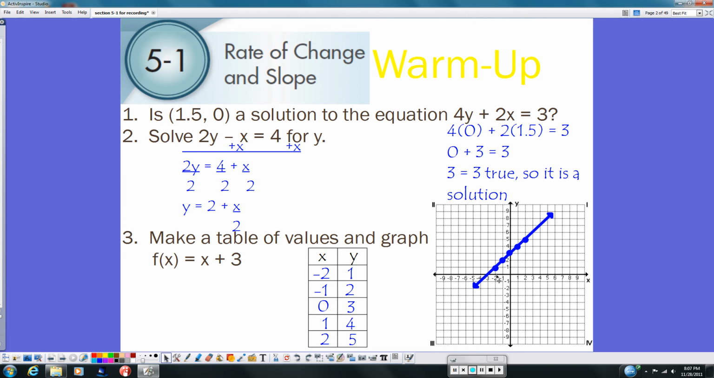Plot our points. -2, to the left 2 and up 1. -1, to the left 1 and up 2. 0 means we move no left or right, we just go straight up to 3, over to 1 and up 4, and over 2 and up 5. Connect your points with a straight line.